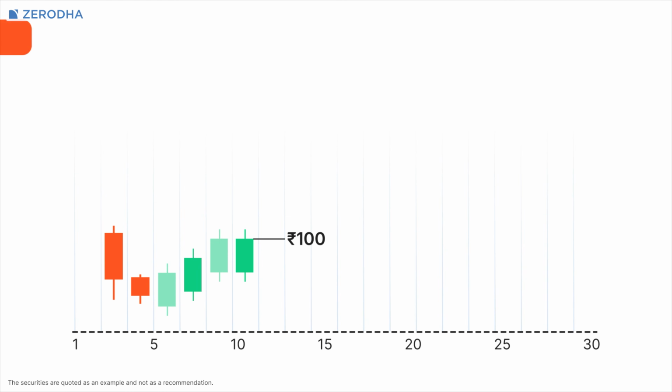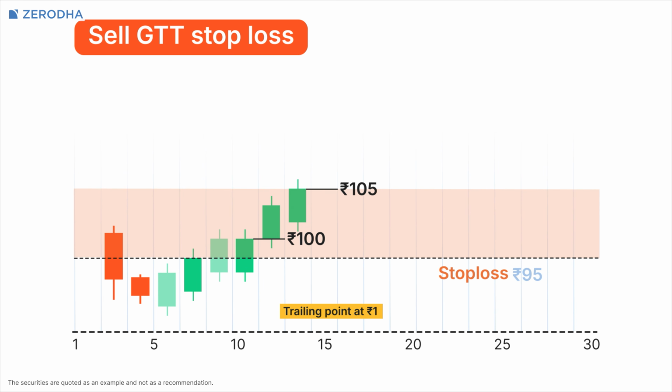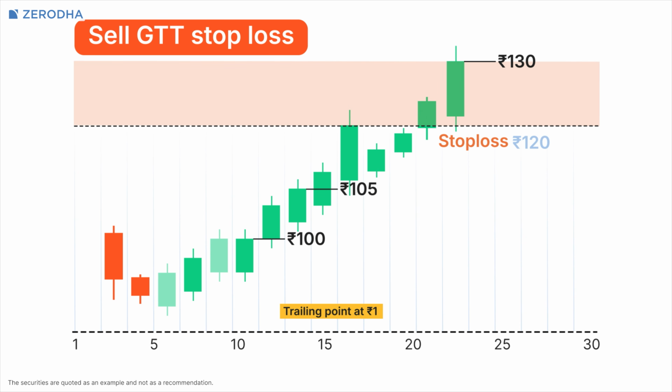Let me walk you through two concrete examples. First, a sell GTT stop loss. Say a stock is trading at 100 rupees. You place a sell GTT with an initial stop loss of 90 rupees, that's a 10 rupee gap, and you set a trailing point at 1 rupee. As the stock price rises to 105 rupees, the stop loss adjusts upwards to 95 rupees, maintaining that 10 rupee gap. If the stock price continues to rise to 130 rupees, the stop loss moves up to 120 rupees. At that point, if the price pulls back to 125, the stop loss stays fixed at 120 rupees. It doesn't drop back down. Your protection is locked in at that level.